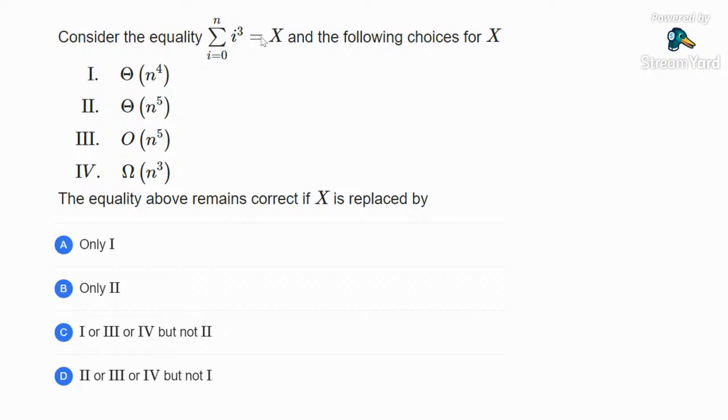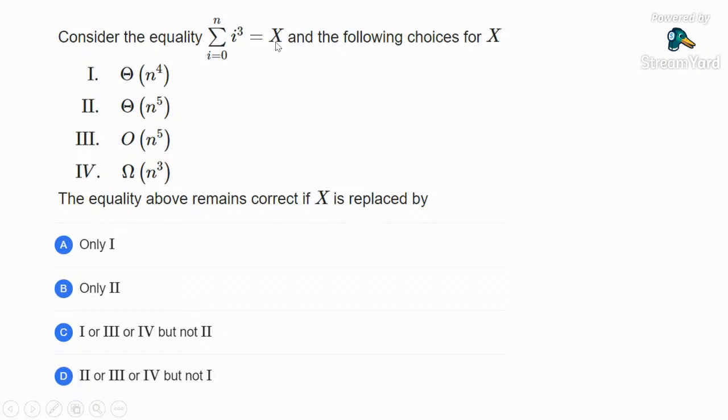Now just consider here, when this is i to the power 1, you get order of n square. When this is i to the power 2, i square, you get order of n cube. Now it is i cube. What will you get? You will get order of n to the power 4. Now, what is the question? The equality above remains correct if x is replaced by. Okay, see the first option. This is nothing but order of n to the power 4.